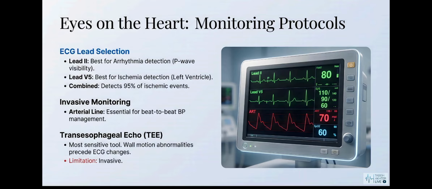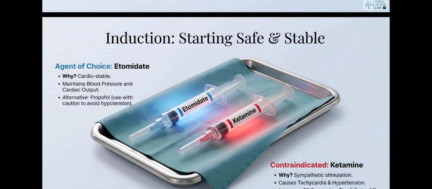Other than this, we can use invasive monitoring like arterial line for beat to beat blood pressure monitoring. Apart from this, we can do transesophageal echo, in which a probe is placed inside the esophagus, which is more sensitive than the invasive monitoring, and provides us wall motion abnormality and is better as it precedes the ECG changes. But limitation is that it is invasive, right?